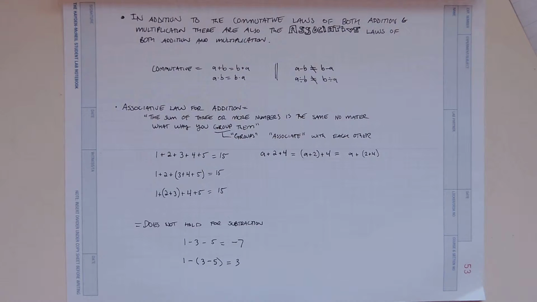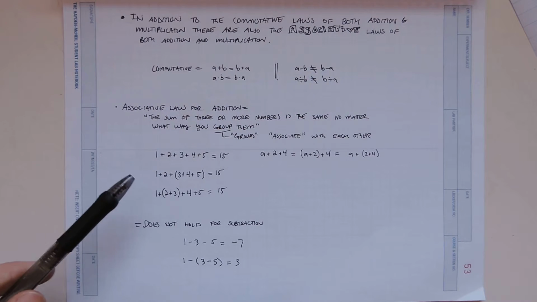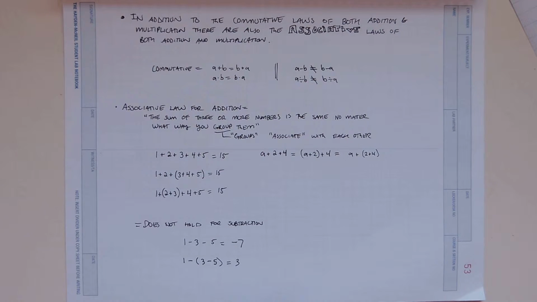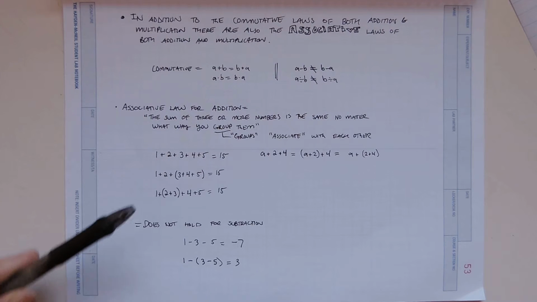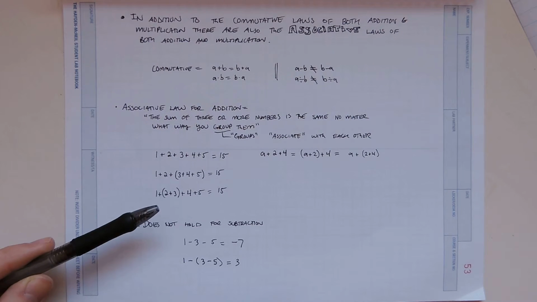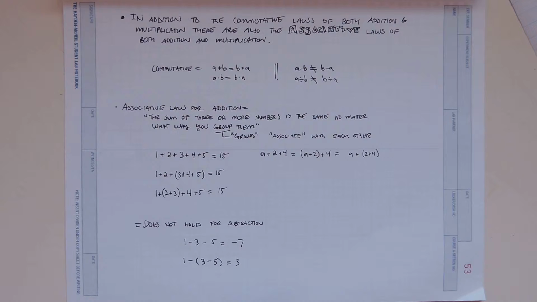The associative law for addition states that the sum of 3 or more numbers is the same, no matter what way you group them. So remember that groups associate with each other. That's how we can remember the associative law. And sometimes this feels kind of wrong. We do (1 + 2) + 3 + 4 + 5 = 15, and we try 1 + (2 + 3) + 4 + 5 = 15 as well.